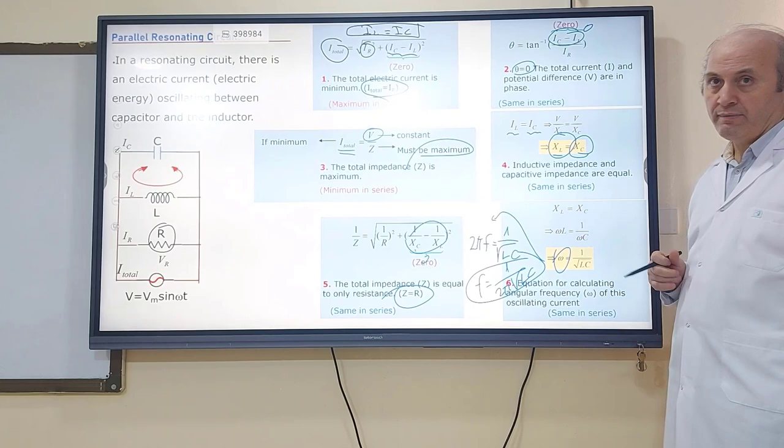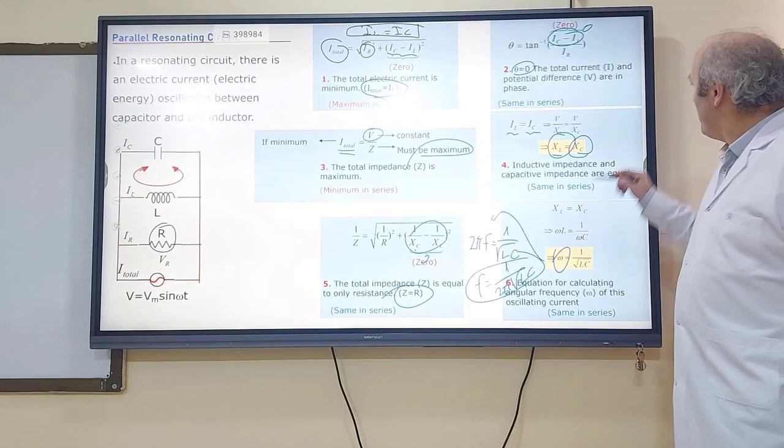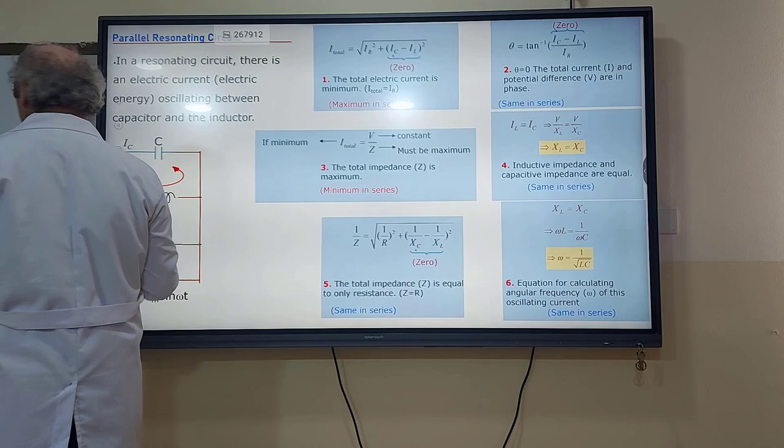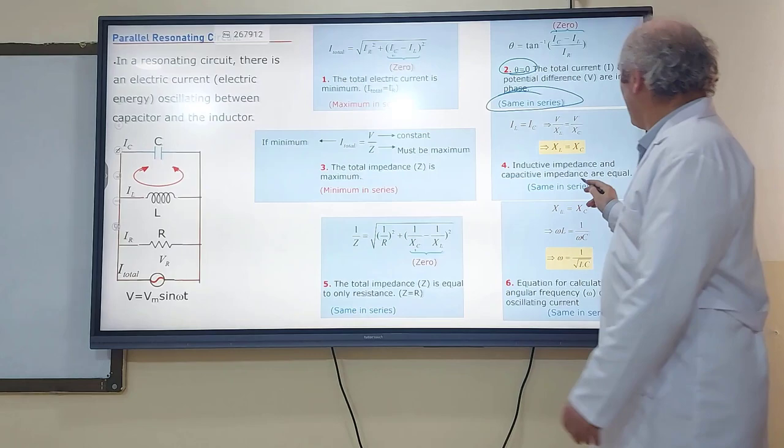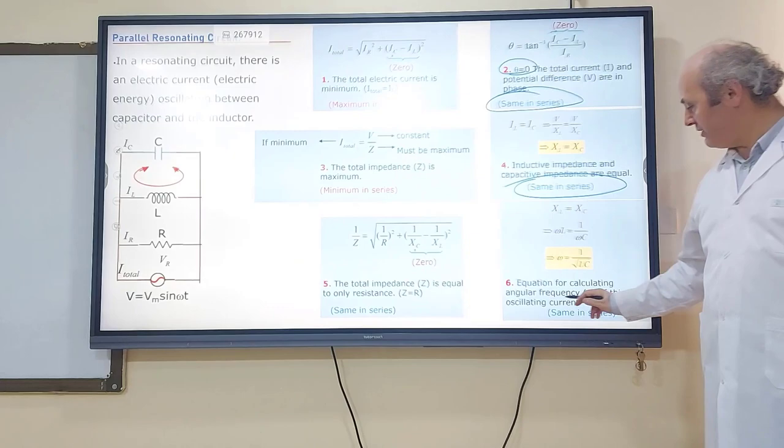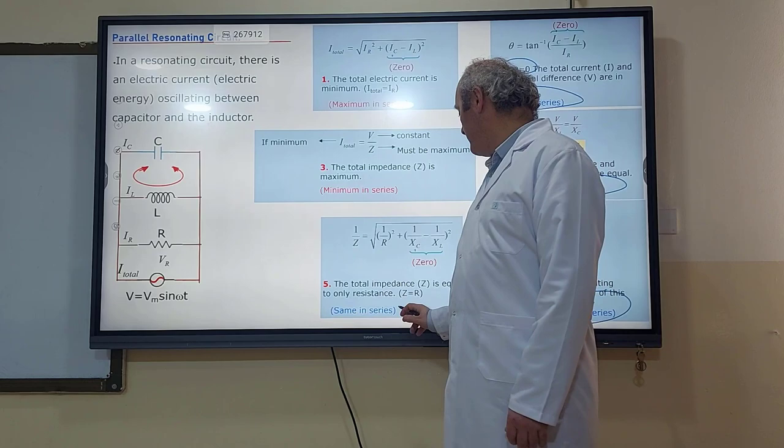So this is parallel. But as I said, in series, four things are the same. What are they? Theta is zero in series as well. XL is equal to XC in series as well. The equation for omega is the same in series as well. And total impedance is equal to R, also the same in series.